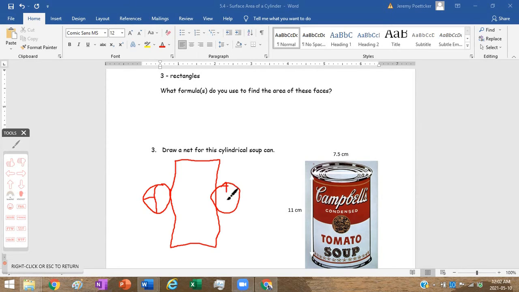And then the question to ask yourself is, okay, where is this 11 centimeters? Is that from this end to this end, or is that across here? And I will tell you, it's across here. It's going to be 11 centimeters. That's going to be our height. That's where the H was coming from. That's the height of our can.